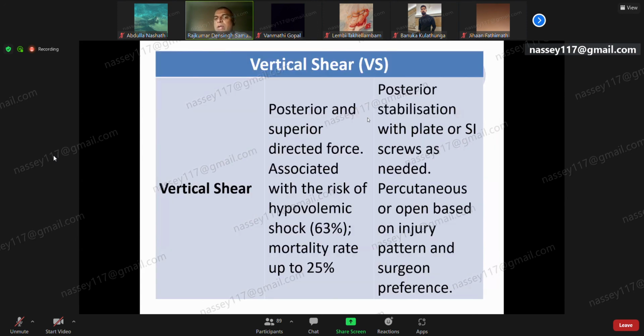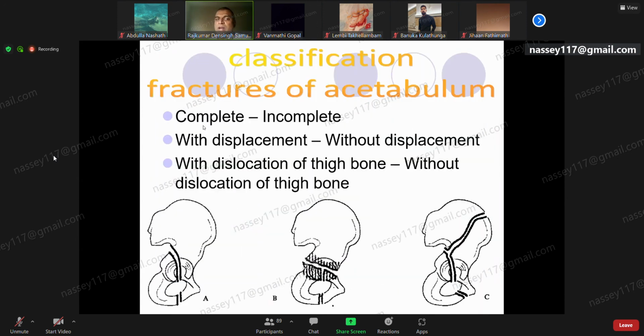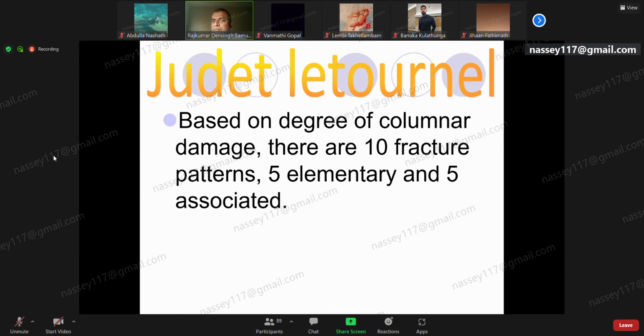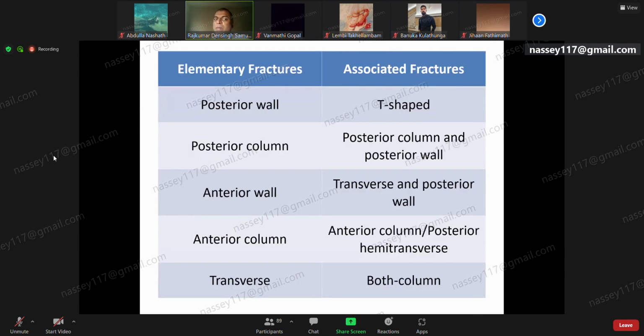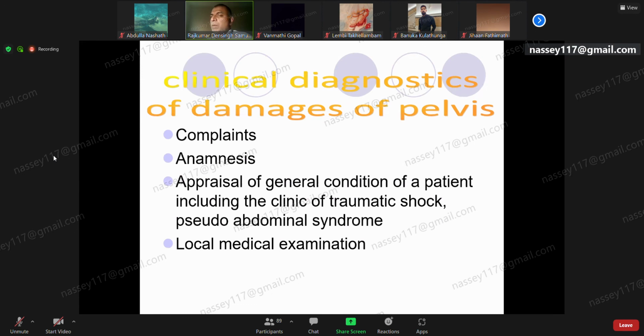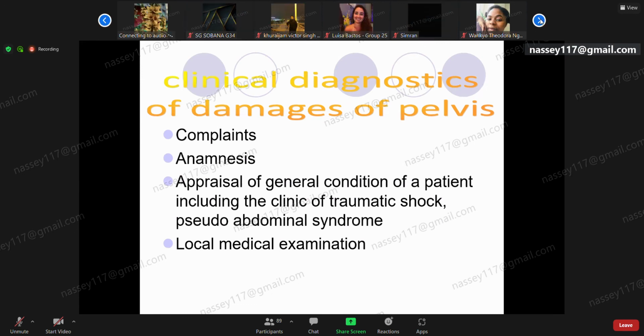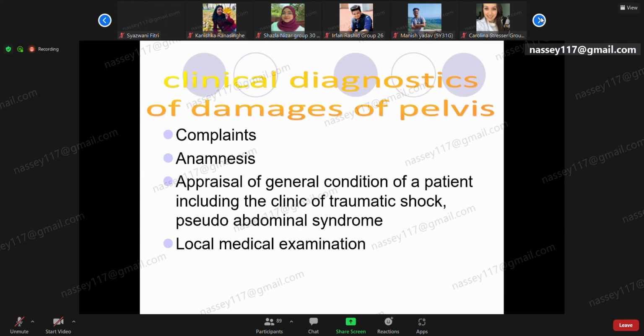So what can happen to the acetabulum? The acetabulum can have a complete fracture or incomplete fracture. Complete means with displacement for sure. If it is incomplete, there is no displacement, followed by dislocation of the thigh bone. It can go posterior superiorly or centrally. So these are all injuries to the acetabulum. These are the fundamental classifications for analyzing fractures of your pelvis.